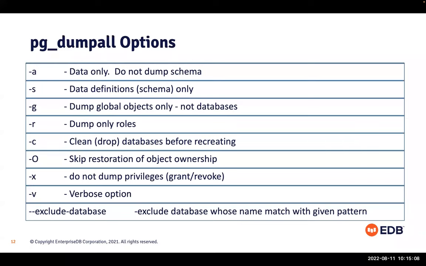Then, as I said, you can use -c to clean the database before recreating. Skip restoration of object ownership: again, I have a development environment and I want to move to production, and whatever the ownership of my objects, I don't want it entered in my production, and that I can skip with the help of the -O option. Then in a similar way, -x, do not dump privileges, grant and revoke, while moving your objects from one server to another server, or I can say while taking the pg_dumpall.